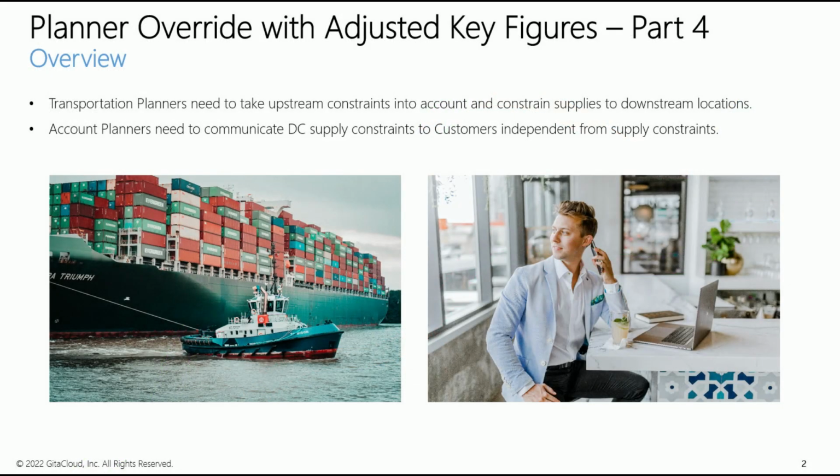Transportation planners need to be able to constrain and override transport supply from the production plant, irrespective of the downstream demand from the distribution center. This may be due to quality issues within the plant or due to upstream supplier constraints, etc. Account managers need to be able to communicate a customer delivery plan that may be different from supply constraints in the DC.